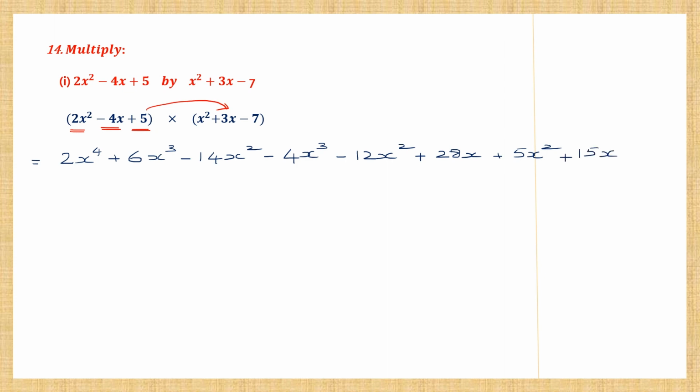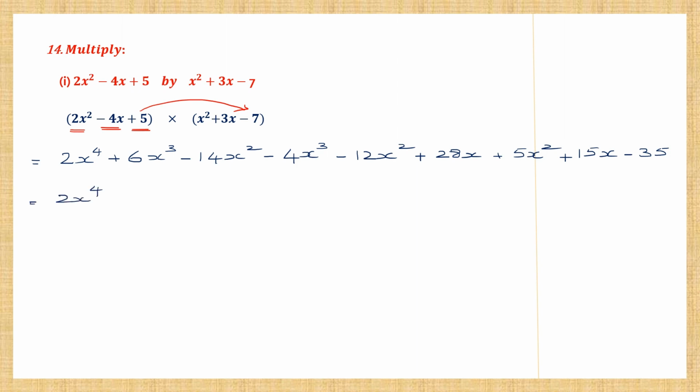So now the last one here, we're going to multiply plus 5 into minus 7. Plus into minus is minus, and the numbers 5 sevens are 35. So we've finished with all our multiplication. Now we have to arrange the like terms together. So here we have 2x to the power of 4. Do we have another x to the power of 4? No, we don't have. So let's write that. So this is 2x to the power of 4.